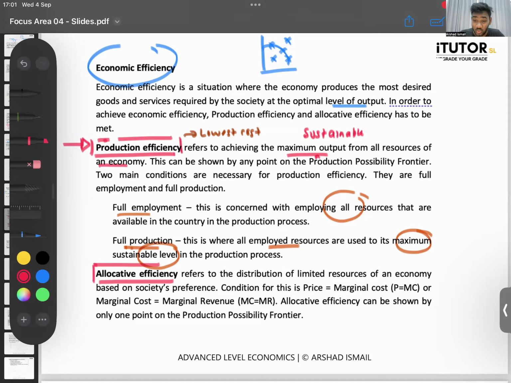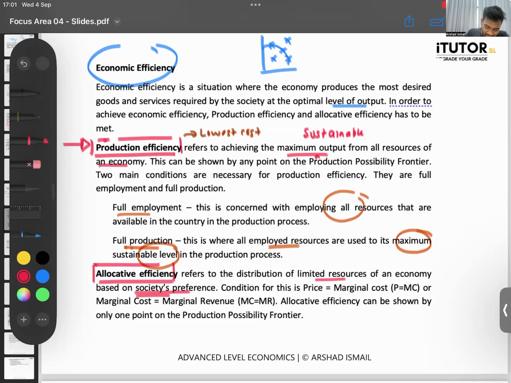Allocative efficiency is where you use your limited resources, all the resources, the land, labor, capital, entrepreneurship, right? You're employing all of them, but no point, Lamai, if you're employing all of them at full production and you're producing something society doesn't want. Let's say you're producing typewriters. No one wants typewriters. So even if you have productive efficiency, you're producing what people don't want. No point. So you have to use all the resources that are there and produce what the society wants. So producing what the society wants is what you call allocative efficiency. It refers to the distribution of limited resources based on society's preference. You use your resources based on what the society wants.